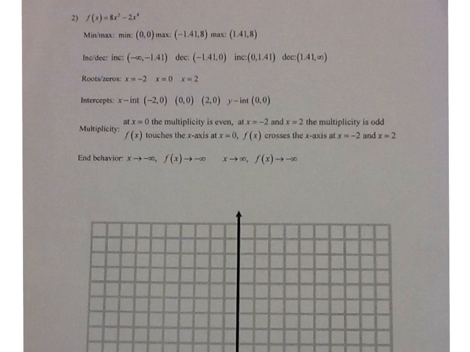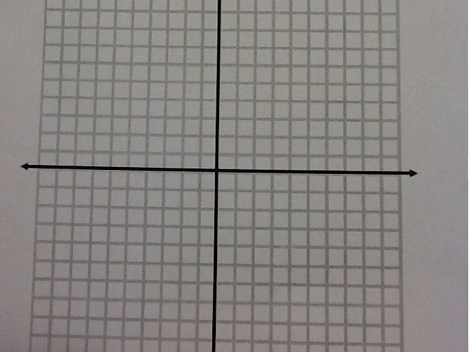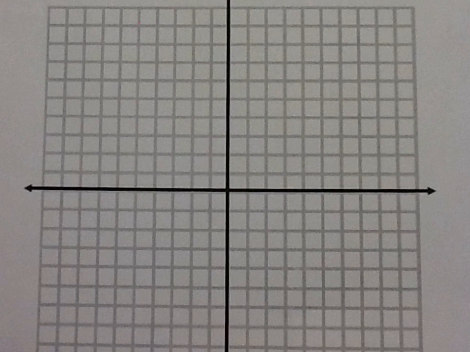All right, so I'm going to move my graph up. Okay, so I have a min at 0, 0. So here's 0, 0. It's a min, so it's going to go like that. It's going to go up here. All right, and then I have a max at negative 1.41, comma 8. So here's negative 1, here's negative 2, and I need 8. And there's 8. Just going to fix this here. All right, so it's going up here at 0, 0.